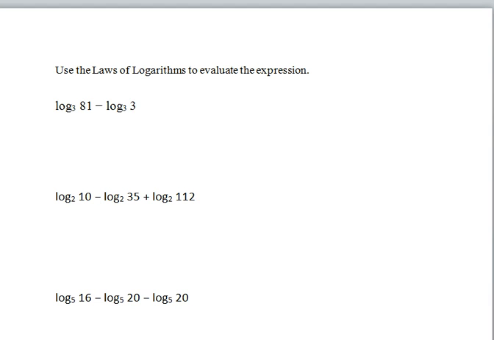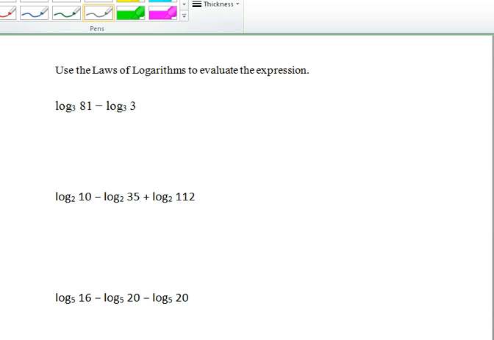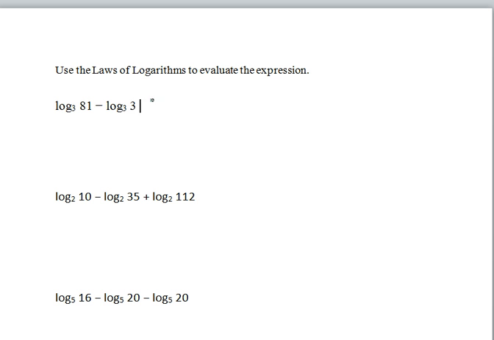Here we are going to use the laws of logarithms to evaluate several expressions. The first one is log base 3 of 81 minus log base 3 of 3. And we are to, first of all, combine the expressions into a single logarithm. We have the difference of logarithms with the same base.